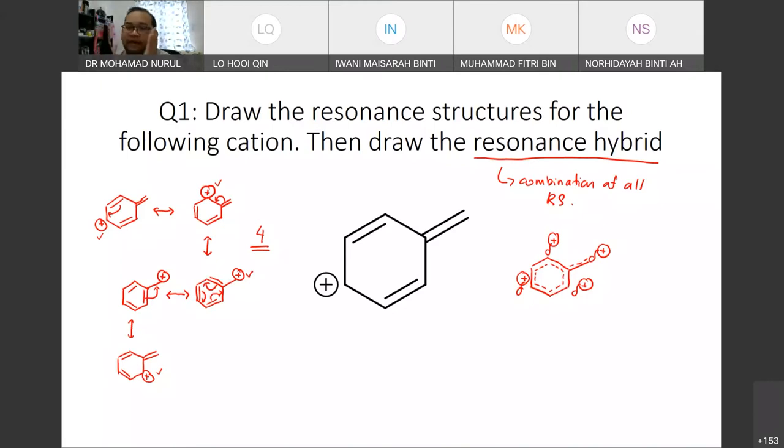Understand the definitions: what are resonance structures? Second, you can only move pi bonds and charge, and to assign the charge you have to do some calculation of the formal charge, for example like this. When you move the pi bond here, this one has fewer pi orbitals, so the positive charge should be here.